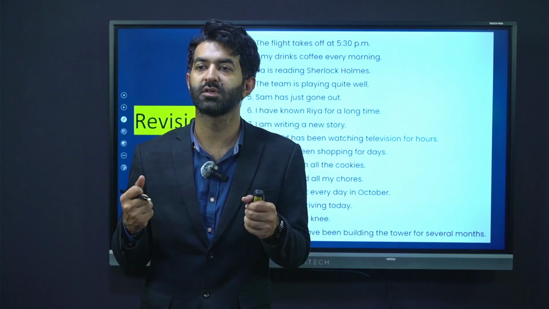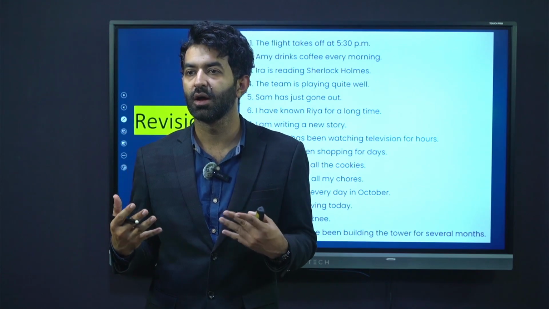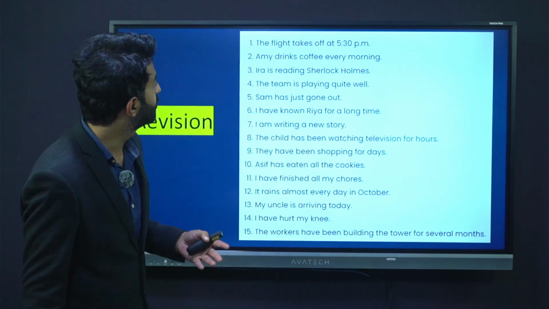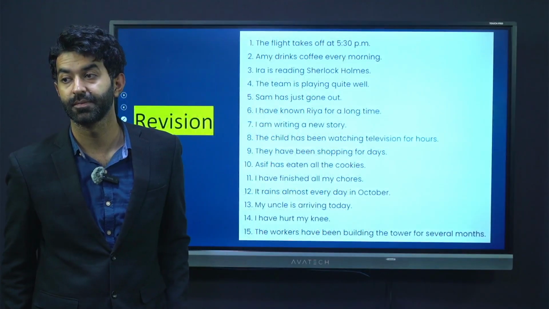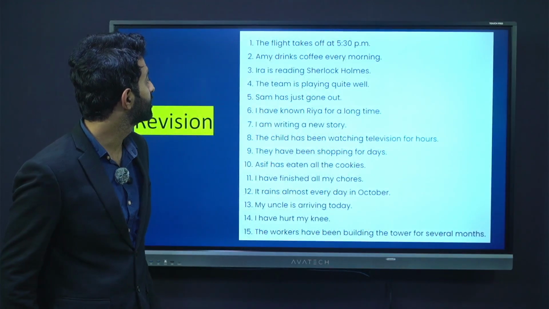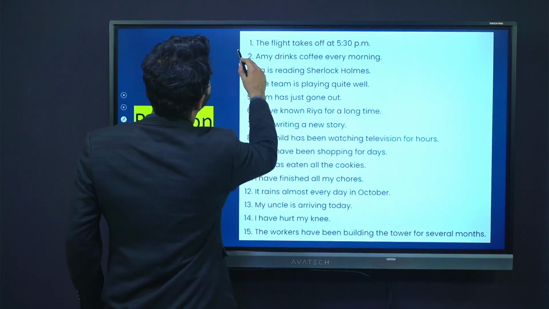Will is used for certainty and shall is also like that, but it has a different variation. Now we are going to revise it. The flight takes off at 5:30 p.m. What kind of tense is this? Yes, present simple.